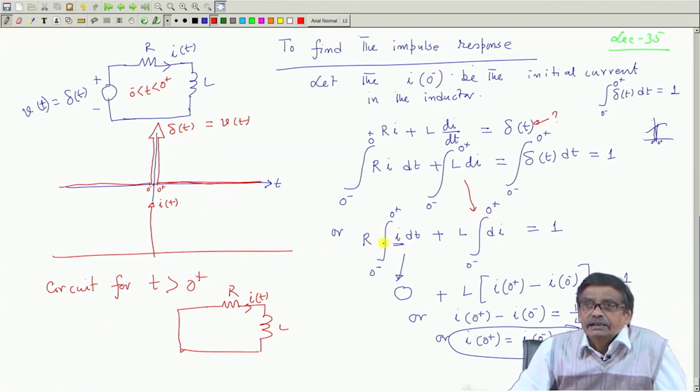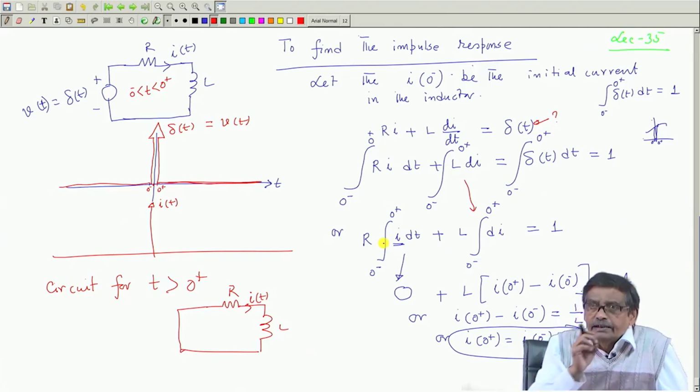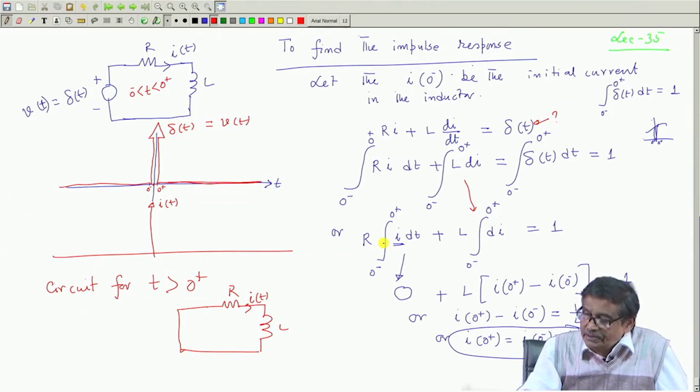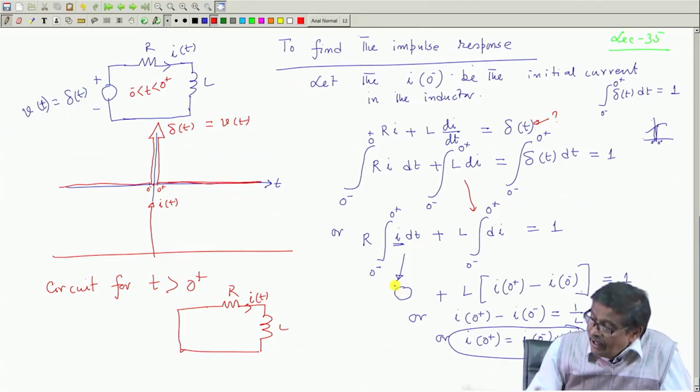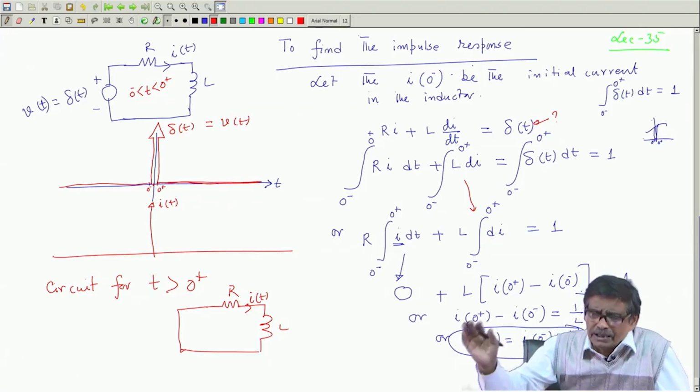And this other term is the integral of the current response over the small time interval. Even if the current has a step change, the area under this curve will be 0, because dt is vanishingly small and you are integrating, the value of this function will not matter. So, this integral will give you 0, and from this you will get I(0+) equal to I(0-). In other words, think in this way, the inductor had some initial current I(0-) from some other circuit.